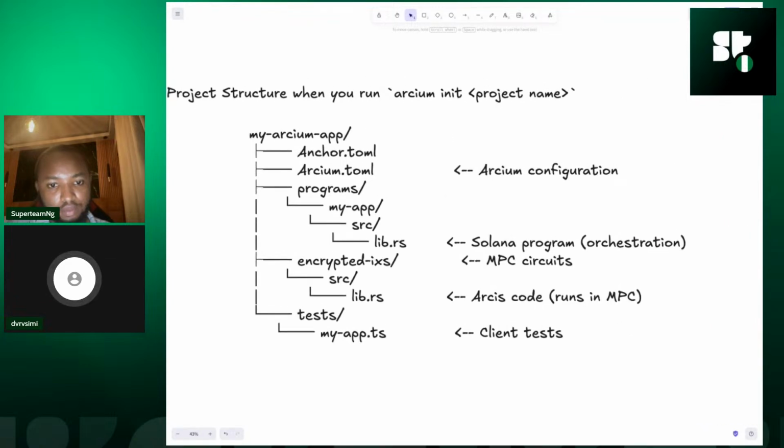So when you run an Anchor program, rather, when you run Arcium init and the project name, say your project name is my Arcium app, this is basically the structure you get, the template you get. And in this Arcium.toml file is where you use that backend I was talking about, Cerberus and Manticore. I keep forgetting these. But this is where you set that configuration. You can also set timeouts and other stuff.